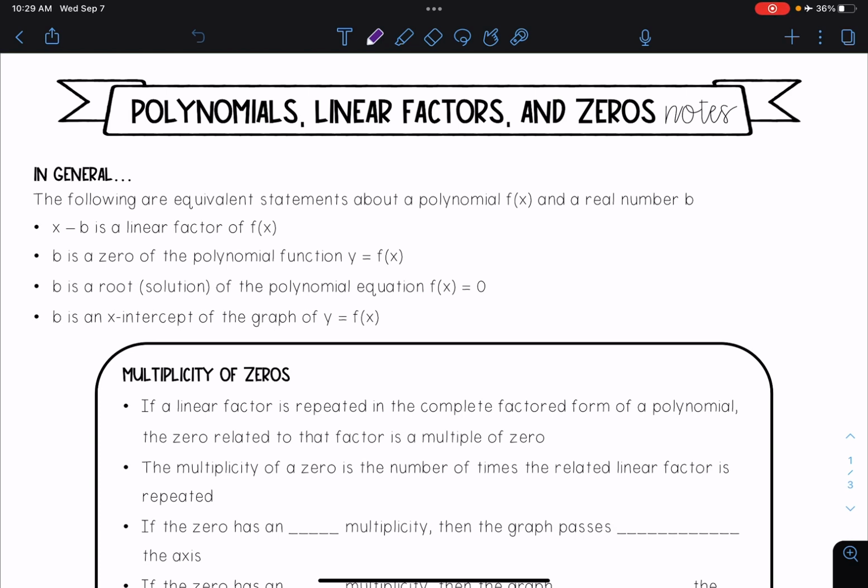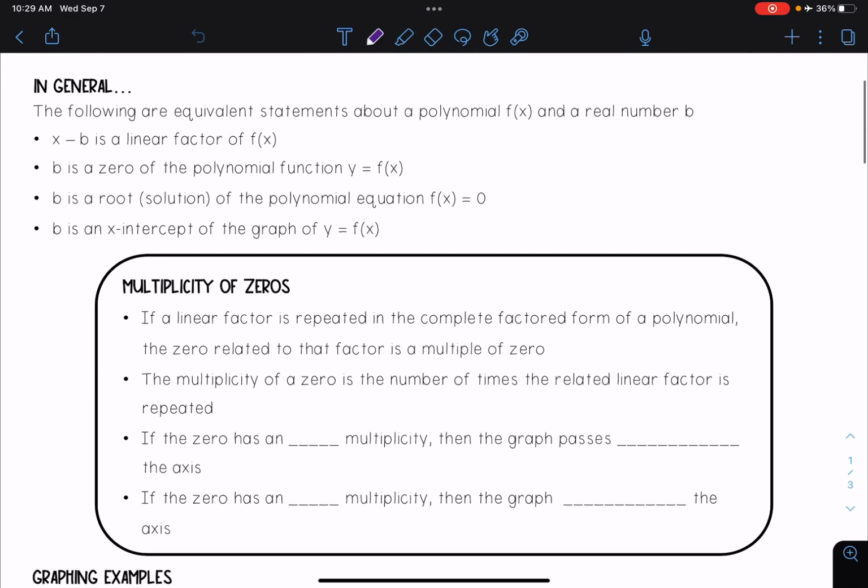So in general, the following are equivalent statements about a polynomial f of x and a real number b. First, x minus b is a linear factor of f of x, so when I'm factoring it, x minus b is a factor there. Next, b is a zero of the polynomial function y equals f of x. b is also a root or solution of the polynomial equation f of x equals 0, and b is an x-intercept of the graph of y equals f of x. So we can use all this information when we are graphing our functions.